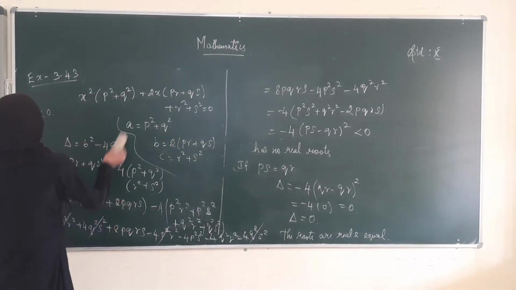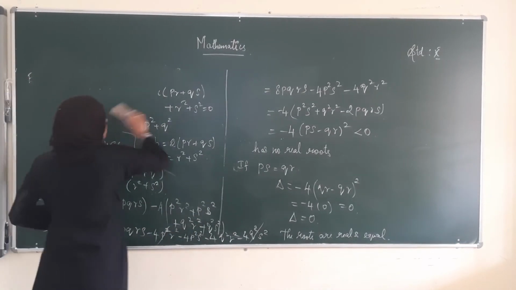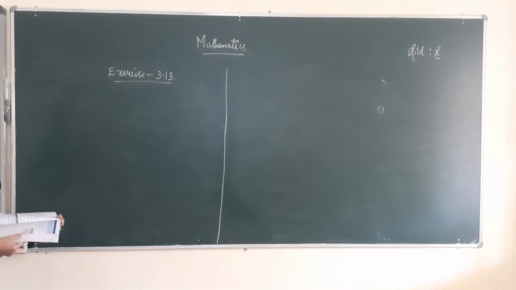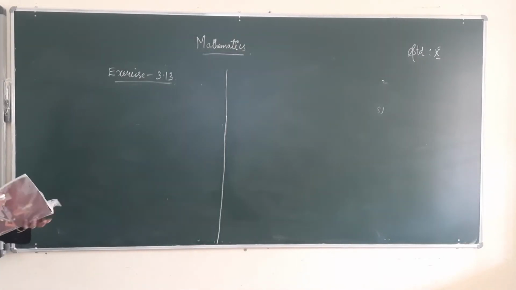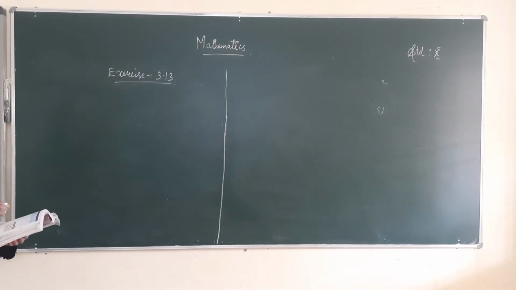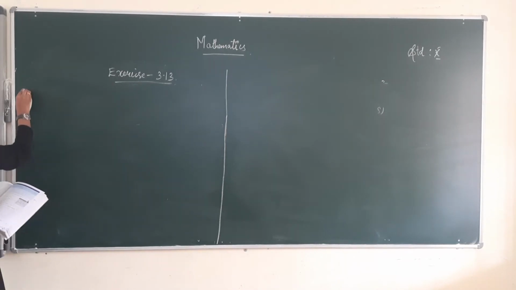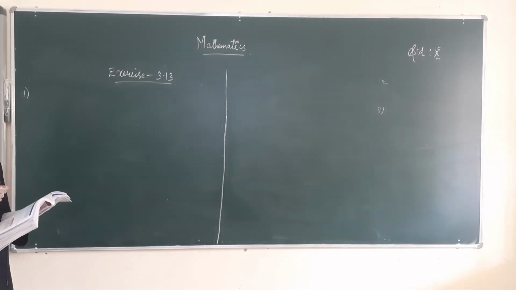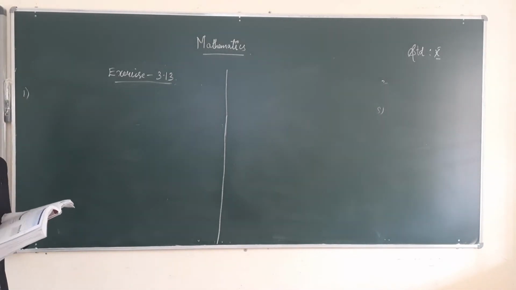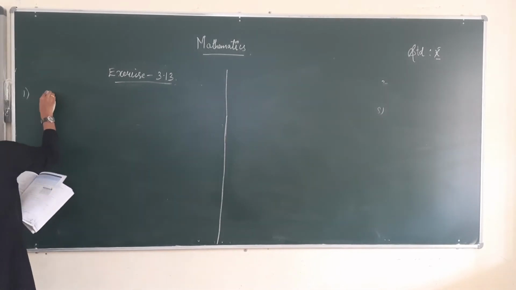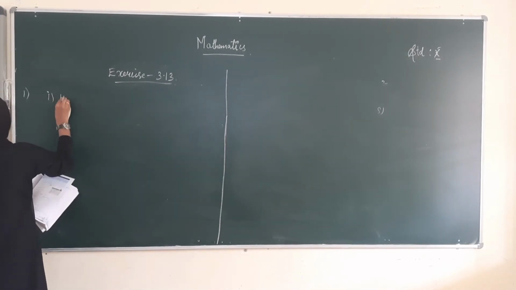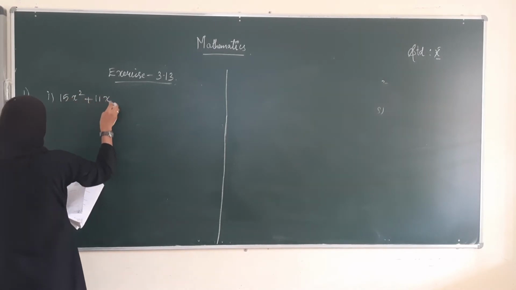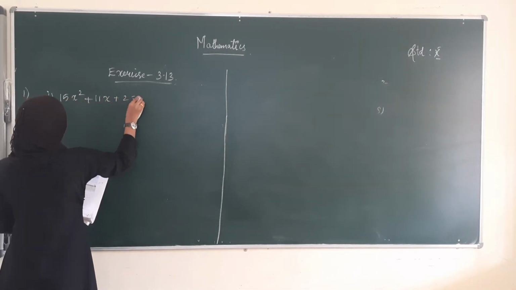Now, we are going to move on to the exercises that follow this. We are going to see exercise number 3.13. In this we have 5 sums. The first sum, what they have given: determine the nature of the roots of the following given quadratic equation. We have to find the nature of the roots. The first subdivision is 15x squared plus 11x plus 2 equal to 0.